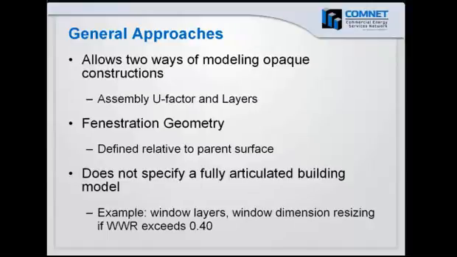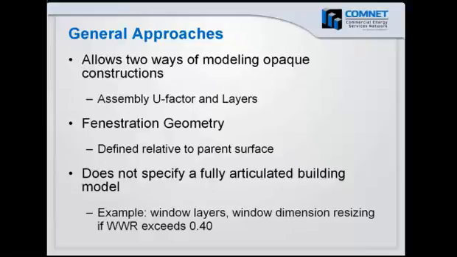A second thing, fenestration geometry as well as a door. The geometry is defined relative to the parent surface. So we're assuming here that obviously for a window, for example, the tilt and azimuth are derived from the parent surface, the parent wall.